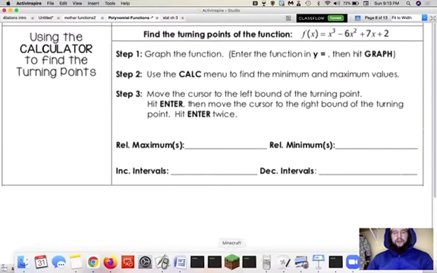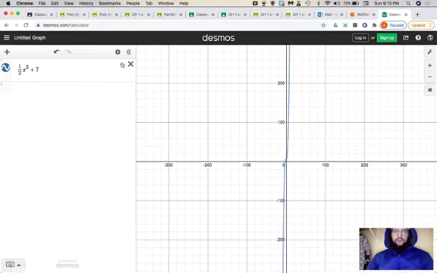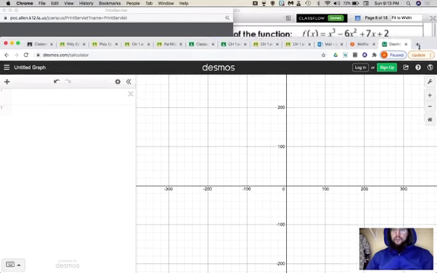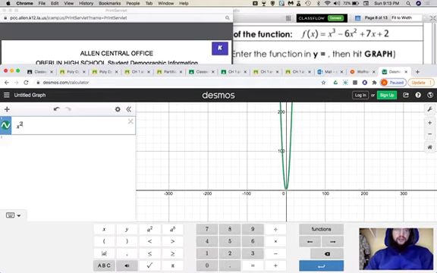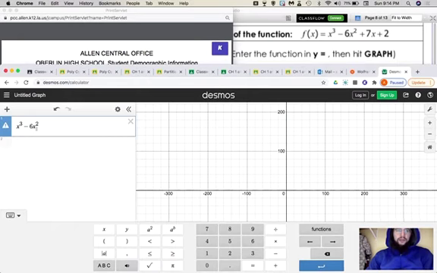So let's go back to Desmos and just type that in there. X cubed minus 6x squared plus 7x plus 2. Boom. Okay, you can go back up now.